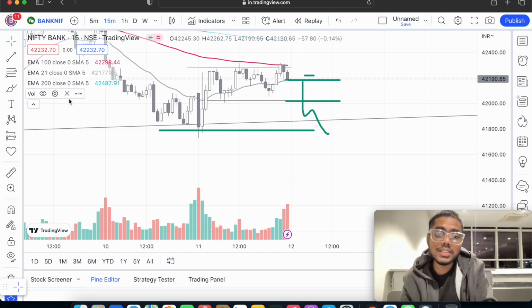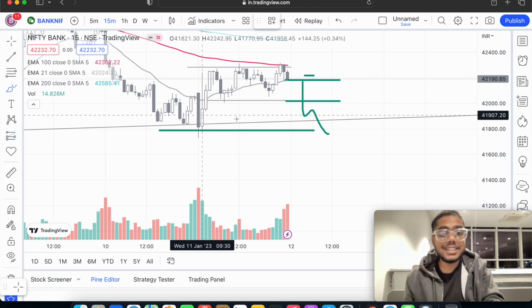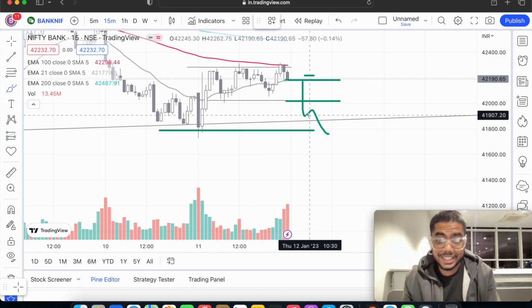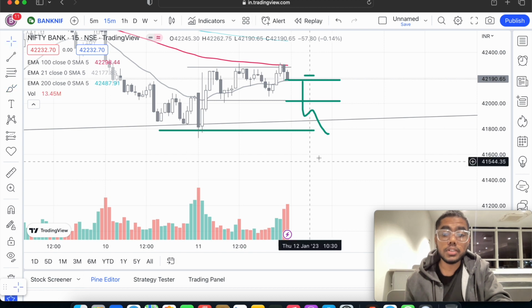Why is it so? Because overall the global markets are pretty bullish. We have to look at the US market tonight as well in order for us to plan on this trade. But what I'm trying to say here is, if the first 15 to 20 minutes momentum is strong, then there's a high possibility of a good fall.